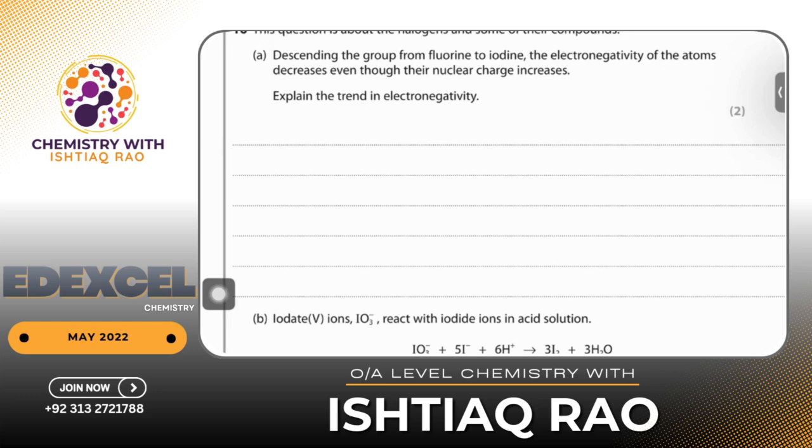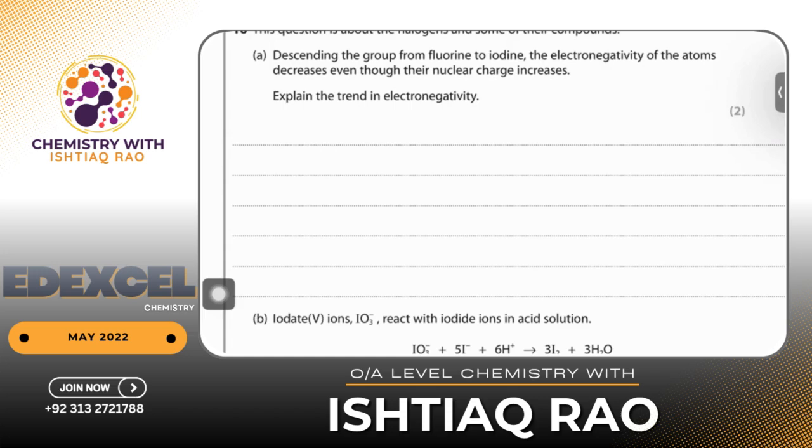And why does the atomic radius increase? Because the number of shells is increasing. Number of shells means the distance between the nucleus and the outer electron. When the number of shells increases, the distance increases, due to the larger number of shells. So when the size is larger, the atom cannot attract electrons towards itself. So I can say the electronegativity should be lower. It's 2 marks, so I'm supposed to write that.